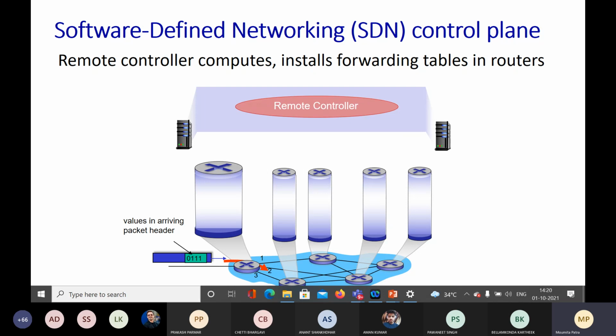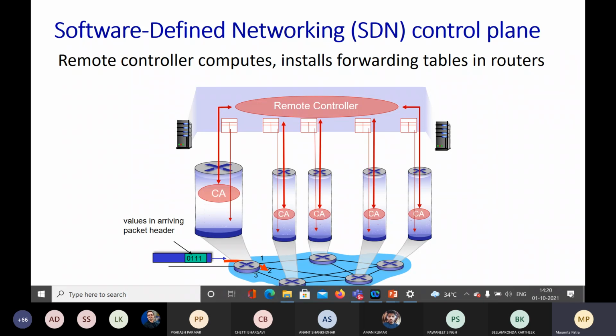So this is how it works. You do have remote servers which remotely control all the forwarding at the different routers. So how does it do that? It has the corresponding forwarding tables and there is continuous interaction between each of these routers and the remote server here in order to find out, if a datagram has reached, what should be the corresponding output port. Okay.